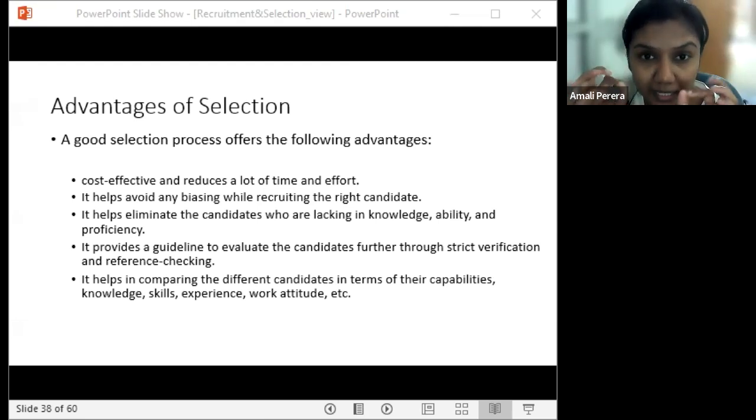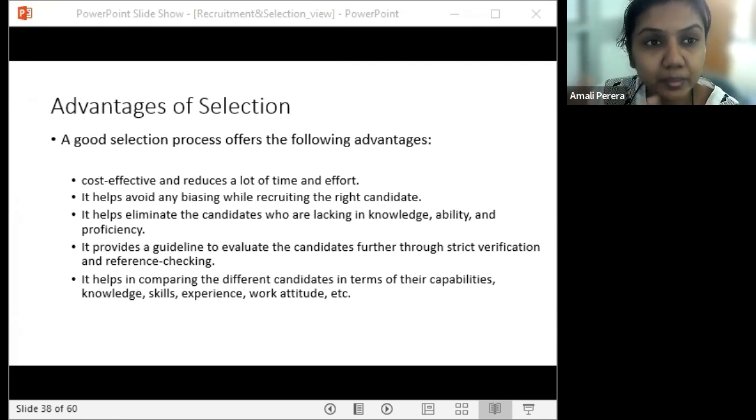If we do the right selection, it will be cost effective. Cost, time, and effort will be saved, because if you have done a right selection, you have the correct person for the organization and you don't have to do it again. But if you have done an incorrect selection, within a month or two that person will leave the company and HR people have to do the recruitment process once again. It is a costly process. Therefore, it is important to do the selection correctly. Then cost, time, and effort will all be reduced.